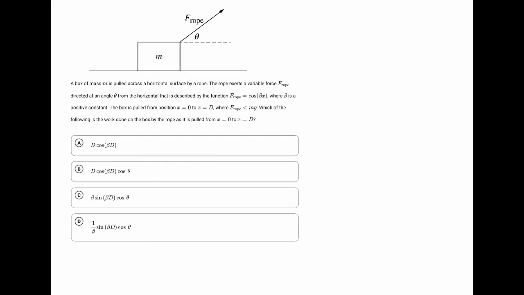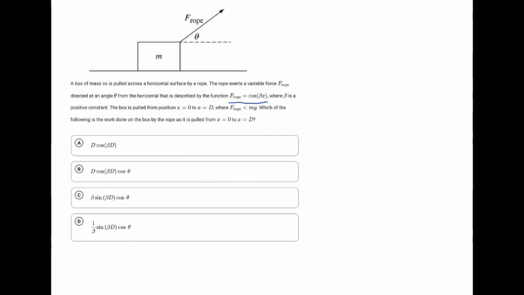Continue to one more AP question. Feel free to pause in order to read this question thoroughly. Basically, what we see is a force that, unfortunately, is a non-constant force.